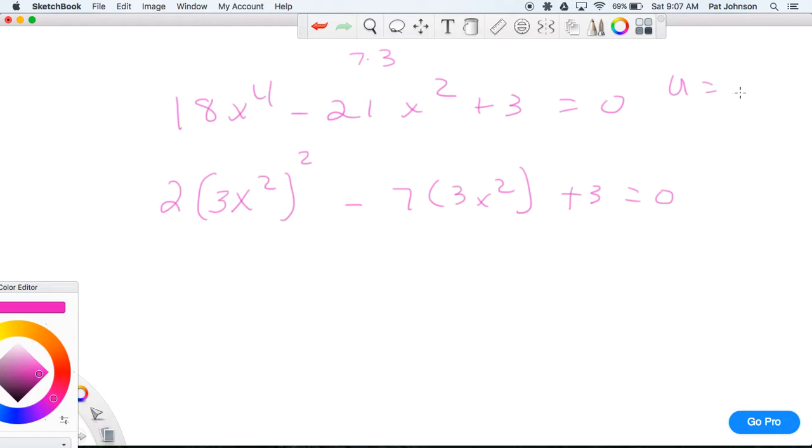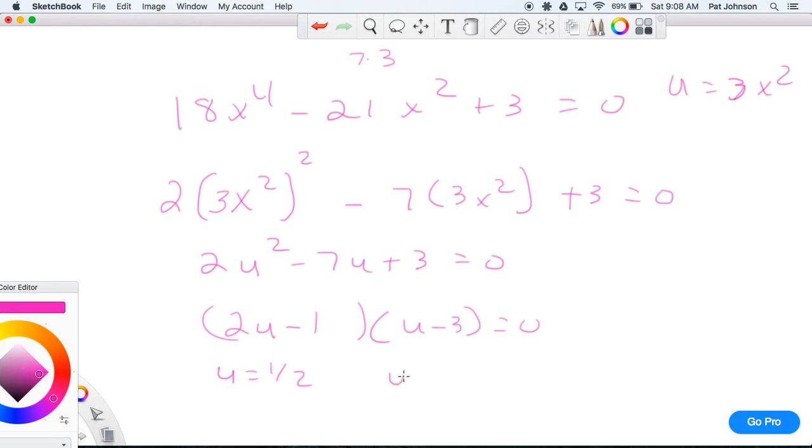So we said let u equal 3x squared. So 2u squared minus 7u plus 3 equals 0. Now we can actually factor this, and that's a whole other topic, we'll talk more about factoring in class. 2u minus 1 times u minus 3 equals 0. Now we just set them equal to 0. This is u equal 1/2, u equal 3. Now we go back and replace u with 3x squared. So we say 3x squared equal 1/2. And we solve, we say x squared equal 1/6.